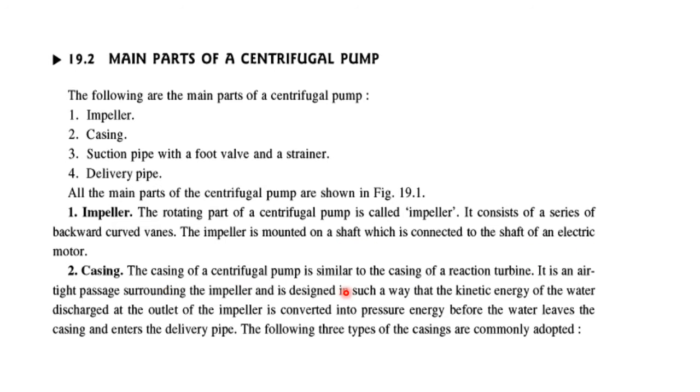The casing of a centrifugal pump is similar to the casing of a reaction turbine. It is an airtight passage surrounding the impeller and is designed in such a way that the kinetic energy of the water discharged at the outlet of the impeller is converted into pressure energy before the water leaves the casing and enters the delivery pipe. The following three types of casings are commonly used.